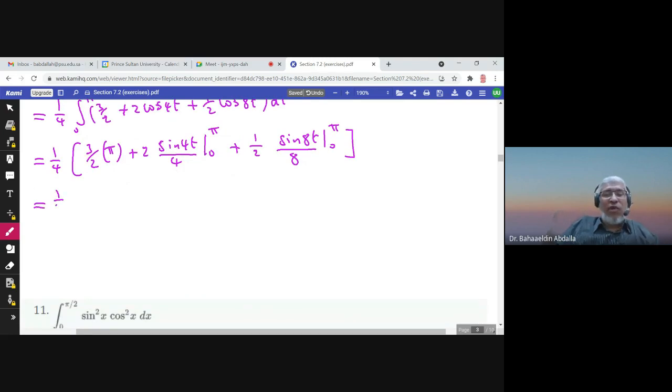So I'll have 1 over 4, 3 pi over 2. 2 over 4 is half. Sine 4 pi is 0. Minus sine 0, that's 0 times half. So this term will be cancelled. What about this one? Sine 8 pi is 0 minus sine 0. So that's excellent. So the answer would be 3 pi over 8. That's the answer.